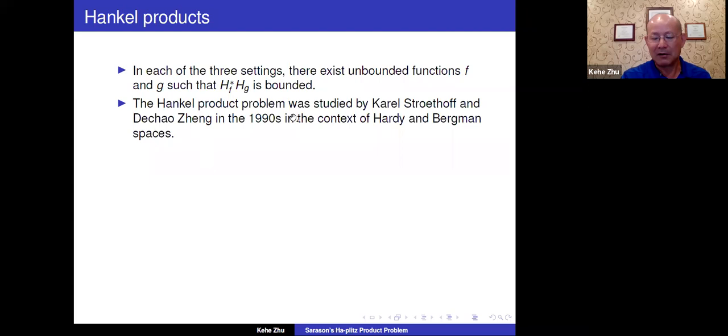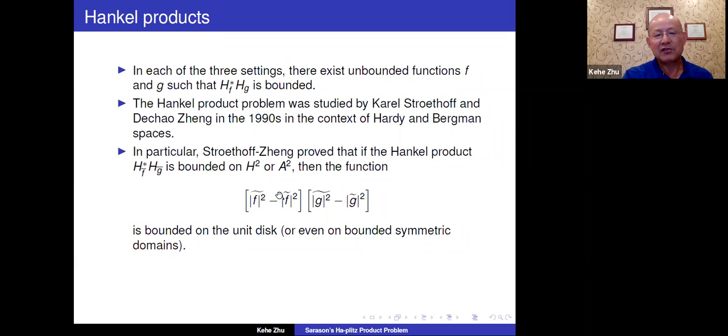Okay. And first the conjecture. The conjecture is that for this particular Hankel product to be bounded on the Hardy space or the Bergman space, the Stroethoff–Zheng conjecture was that this product of the two functions will be bounded. Again, the tilde over here means the Berezin transform. And for people who study Hankel operators, this kind of structure is very natural, okay? Remember earlier in Sarason's original formulation, you do not have the minus part, you just have the first part.